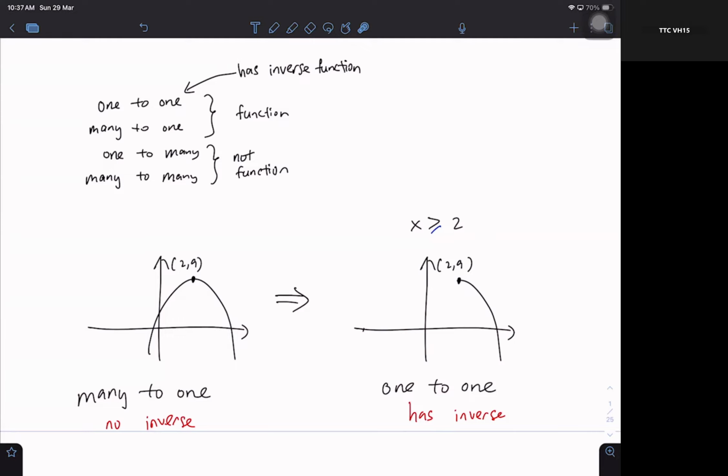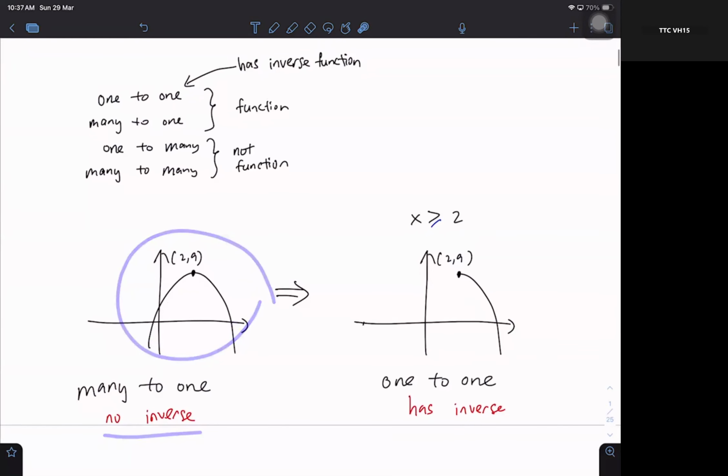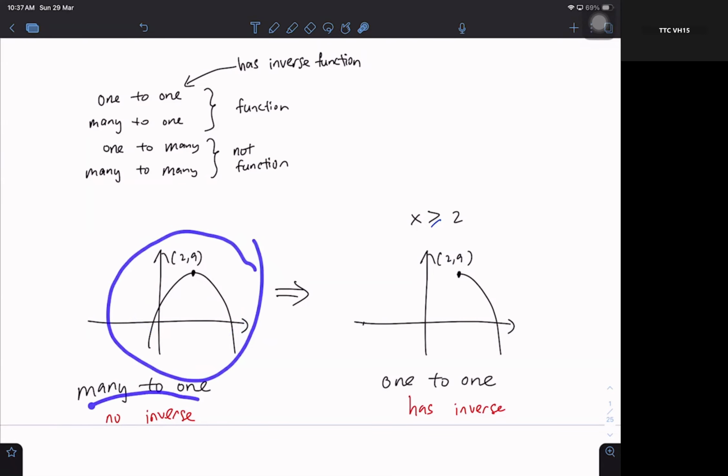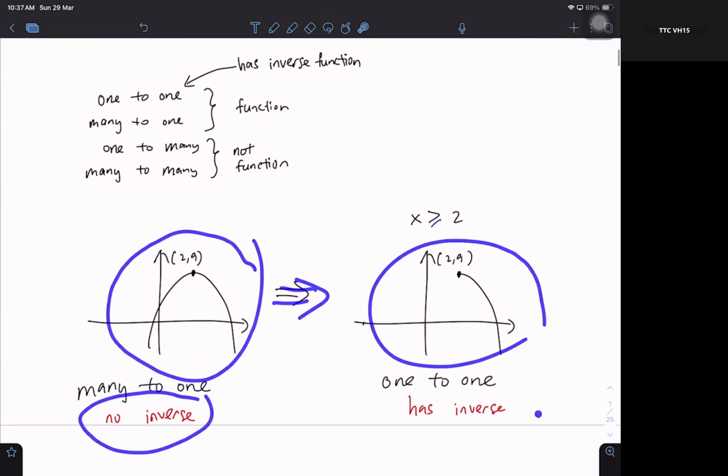Okay, then one more thing. Let's say for example, the question gives you this one, and then the question says, oh, this has no inverse, right? Let's say this is the more difficult question. We all know that this has no inverse, right? Because it is a many to one, right? So now here comes the question. How to make something that has no inverse become something that has an inverse?